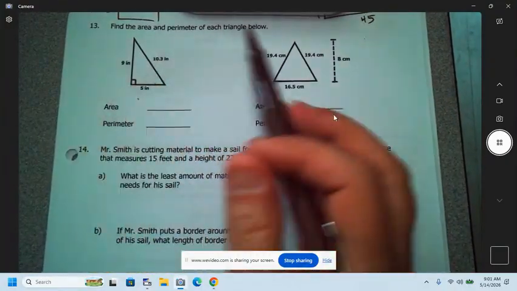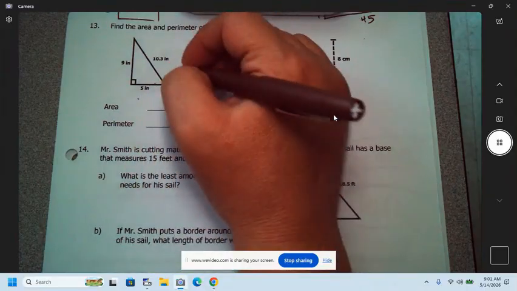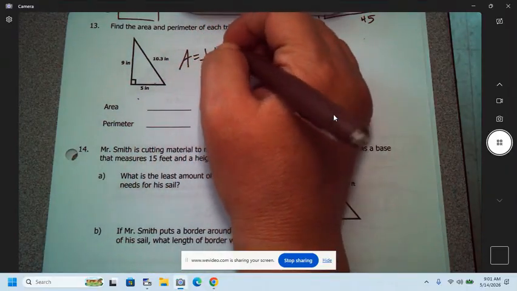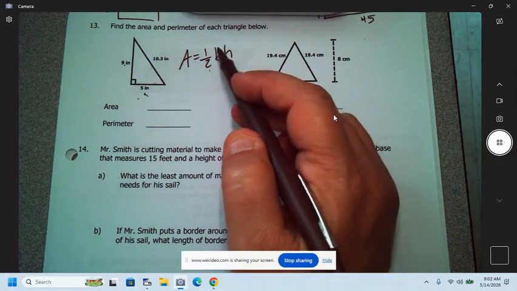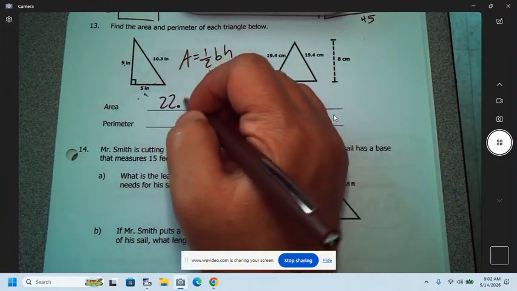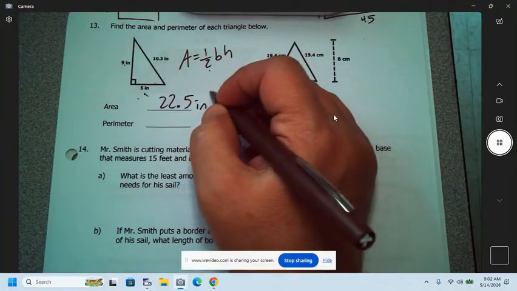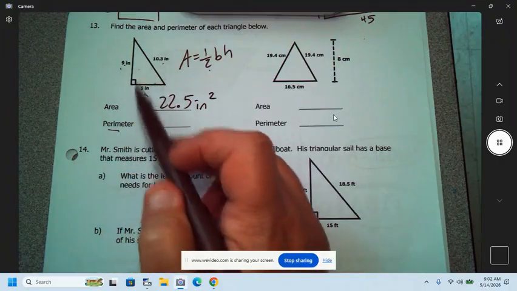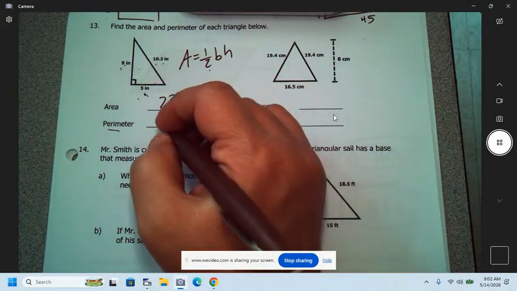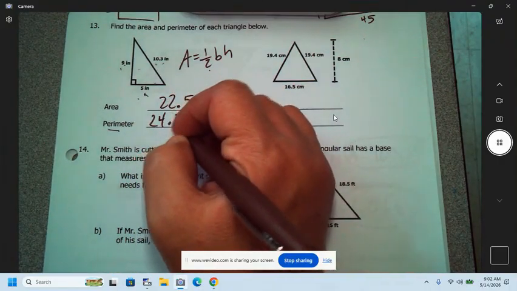All right, find the area and the perimeter of the triangle. So area of a triangle is 1/2 the base times the height. So 9 times 5 is 45 divided by 2, 22.5 inches squared. Perimeter is just adding up the three numbers. So we got 14 plus 24.3... 1424.3 inches.